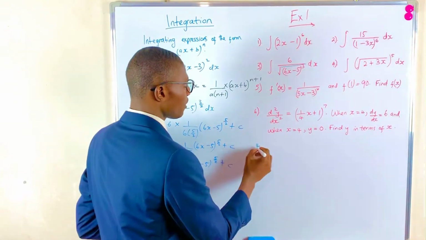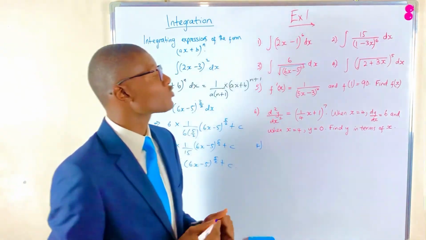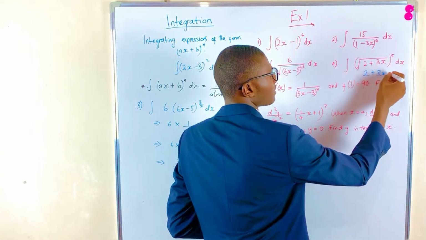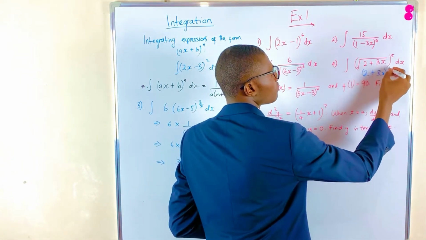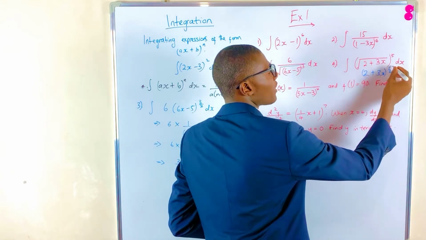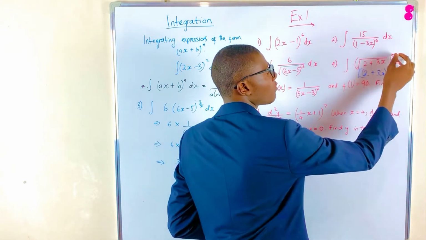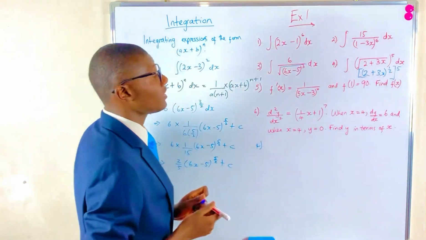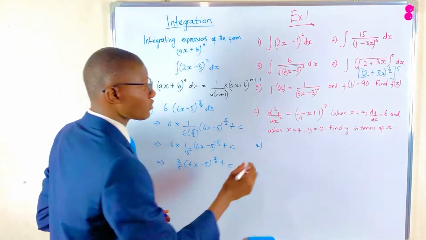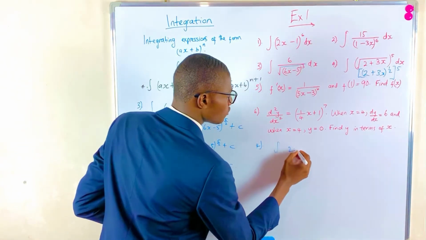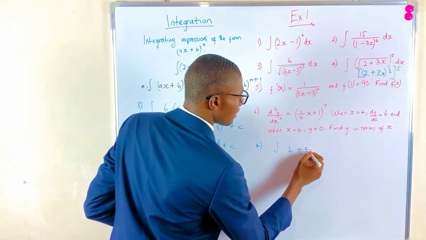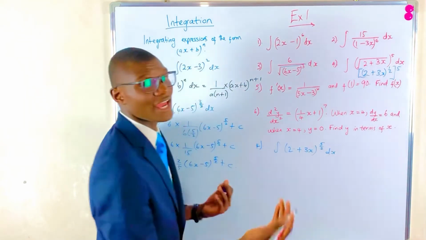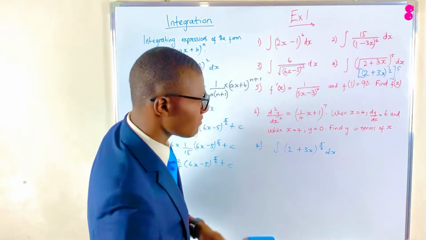Number 4, what we have to do is that removing the square root sign, we're saying this is 2 plus 3x raised to the power of half. Then we are raising this as well to the power of 5, such that to the power of half times 5, we get to the power of 5 over 2. So I want to find the integral of 2 plus 3x raised to the power of 5 over 2 with respect to x. So same thing, right?